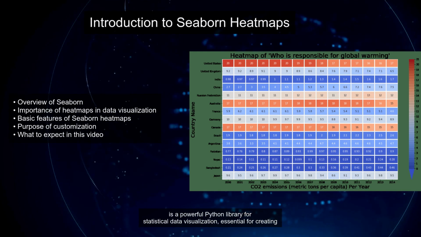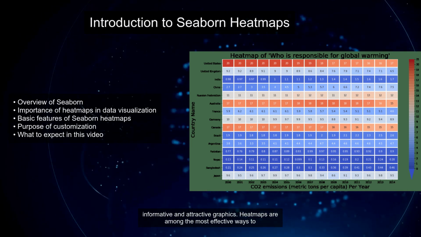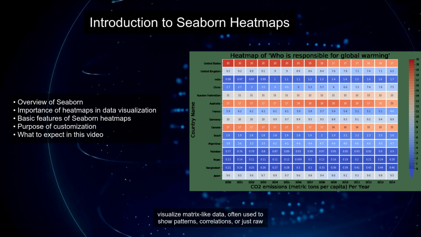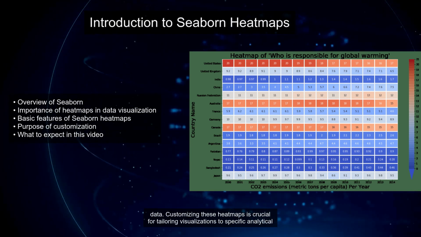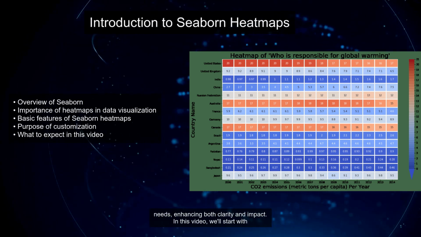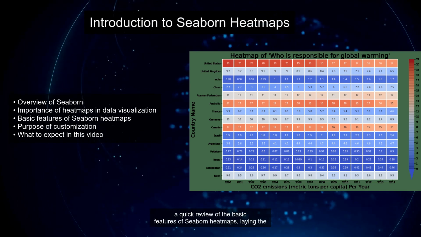Seaborn is a powerful Python library for statistical data visualization, essential for creating informative and attractive graphics. Heat maps are among the most effective ways to visualize matrix-like data, often used to show patterns, correlations, or just raw data. Customizing these heat maps is crucial for tailoring visualizations to specific analytical needs, enhancing both clarity and impact.